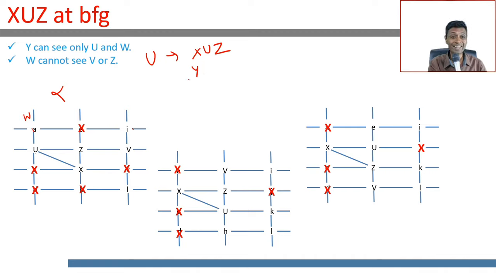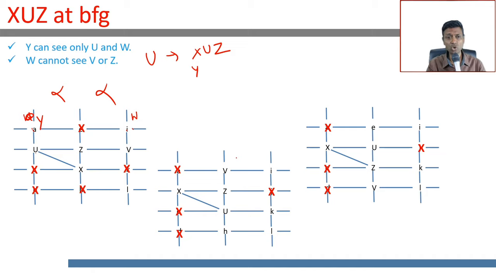And Y can see only U and W. W cannot see V or Z. Y can see only U and W. Okay, got it wrong. Y can see U. U need not be able to see W. So this could be Y. And Y can see only U and W. That means this should be W. This is the only other place Y can see. But if you put W here, then W can see V. That's not possible. W should not be able to see V or Z. So we put Y here, only place for W is here, then W will end up seeing V. That's not possible. Let's go to the next one.